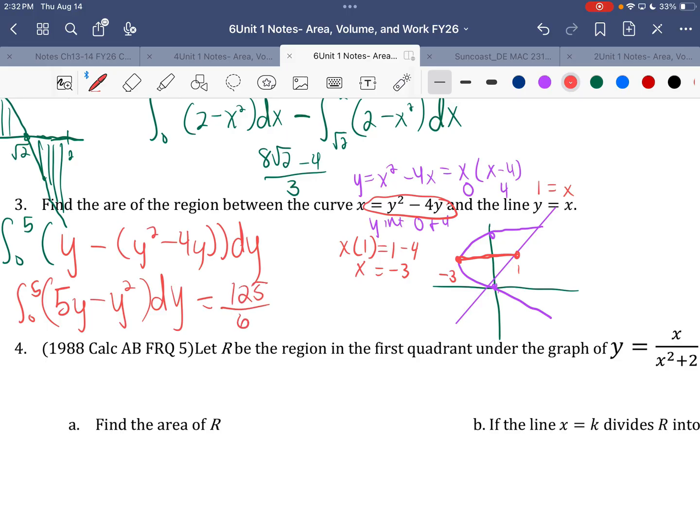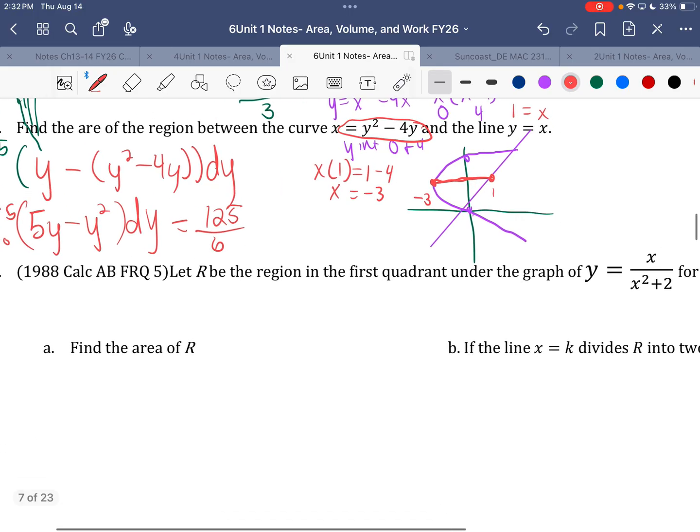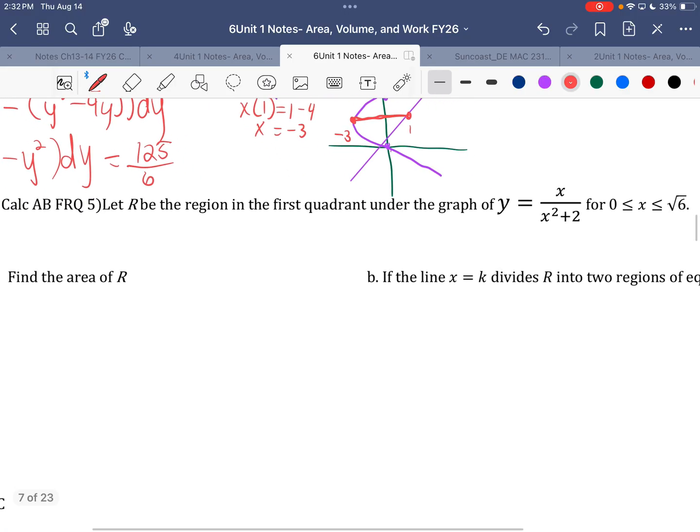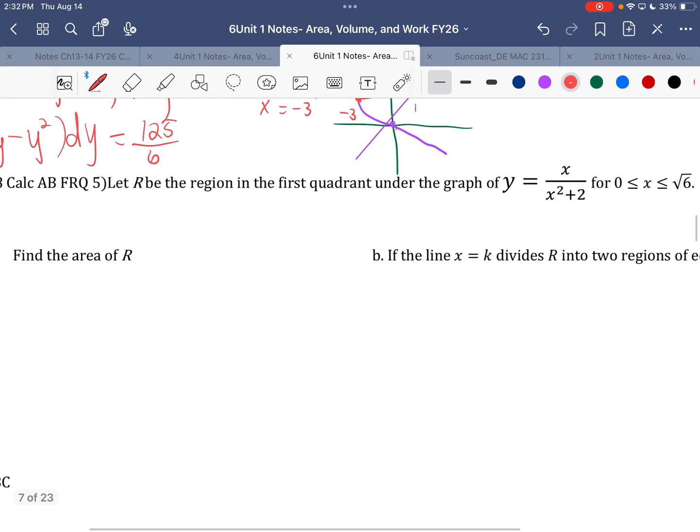A lot of you did 125 over 2 minus 125 over 3, which is right. That simplifies to 125 over 6. Or I think I saw some people having 25 over 3 plus 25 over 2, and that also is 125 over 6. So, yay. All right, then we get to number 4. And congratulations, 6th period. I think you are the strongest ones on number 4 of the day. So, yippee for you.